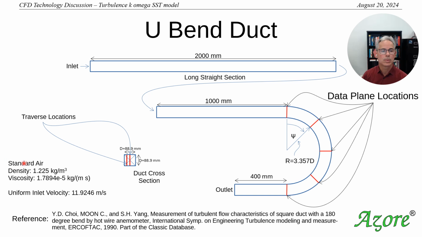The fluid in this particular system is standard air at a standard density and viscosity. The velocity on the inlet is on the order of 11 meters per second. And if you want to know more about this, you can find it right here at this reference.